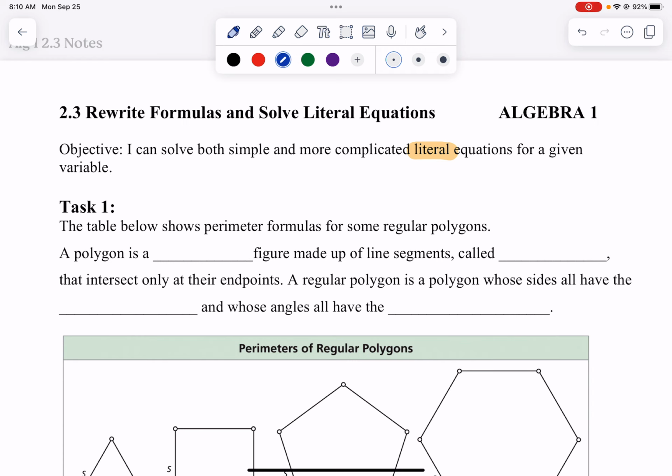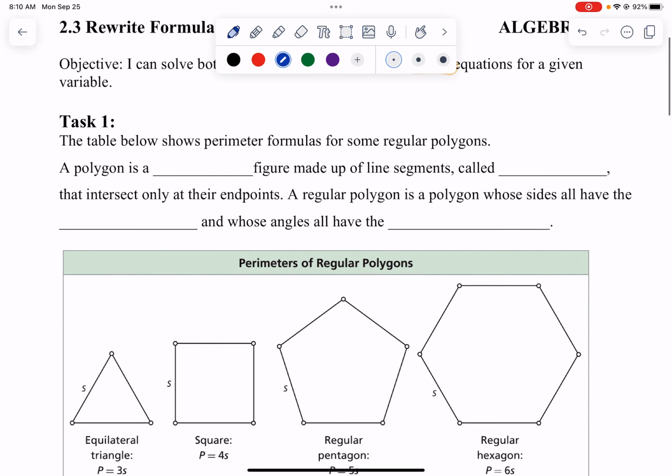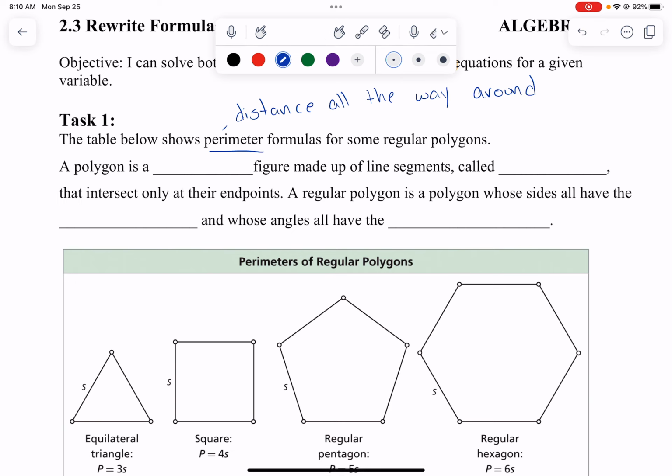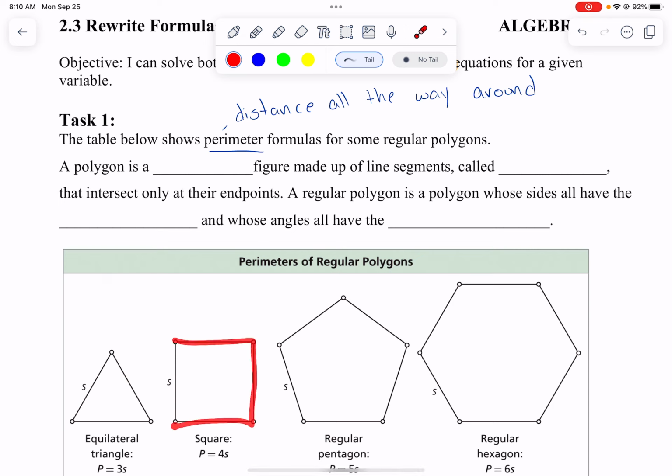And so to do that, we're going to look at some regular polygons. Here, this table below shows perimeter formulas. Again, perimeter is the distance all the way around. So meaning if I was going to walk around this triangle, what would be the total distance that I travel if I'm going to walk all the way around it? Okay, so that's perimeter. So here's for some regular polygons.